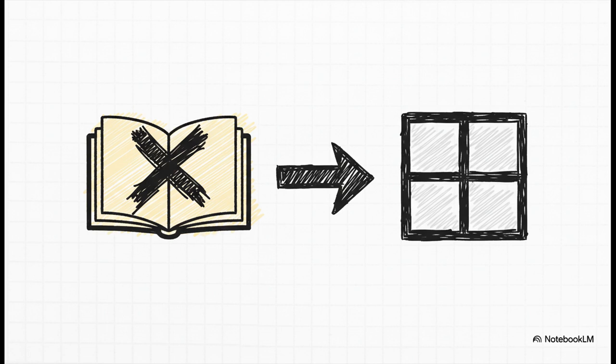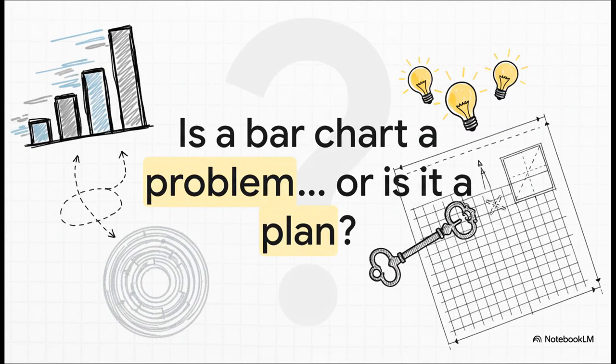I promise. So let me ask you this. Is a bar chart a problem anymore? Or is it a plan just waiting to happen? Next time you see one, are you going to feel that panic? Or are you going to see an opportunity to just execute a perfect plan? With this blueprint, I think you know the answer.